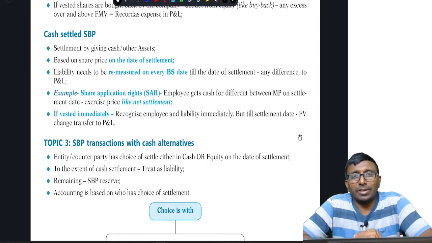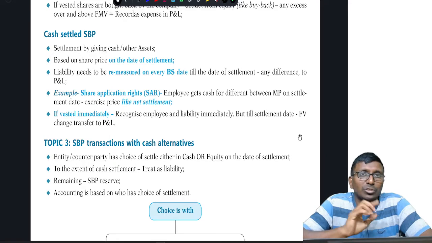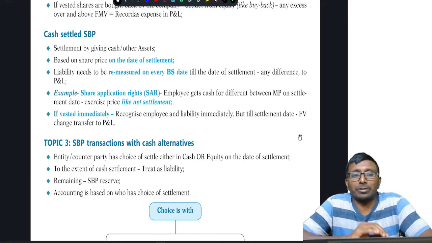In case of cash settled SBP, as we already discussed, employee benefit expense account debit to SBPL, share based payment liability, you are going to recognize because I am liable to pay them either cash or any other assets. The asset value or cash value will be measured with respect to the shares value. But here, what is the difference?